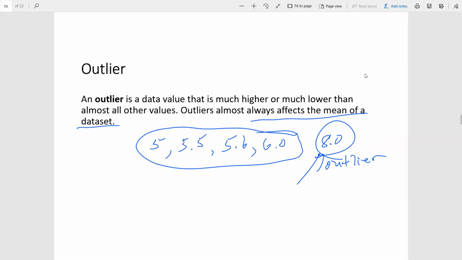We'll see another example. Suppose everybody in a group had a salary of, say, close to $40,000 a year, and then you had one person who made $5 million a year. That person would be an outlier.